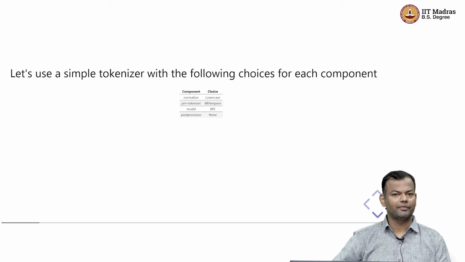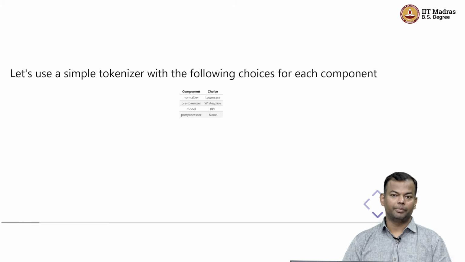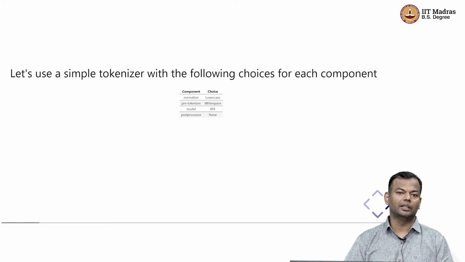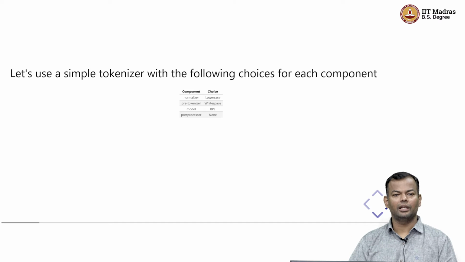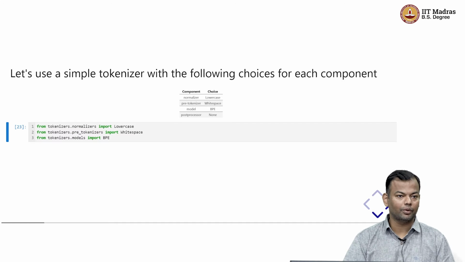And what we'll do is we'll make some very simple choices, right? We'll just say that the normalizer is just lowercase. The pre-tokenizer is just white spaces. The model is BPE. We could choose anything here and we'll not do any post-processing now. We may include something later on, okay?